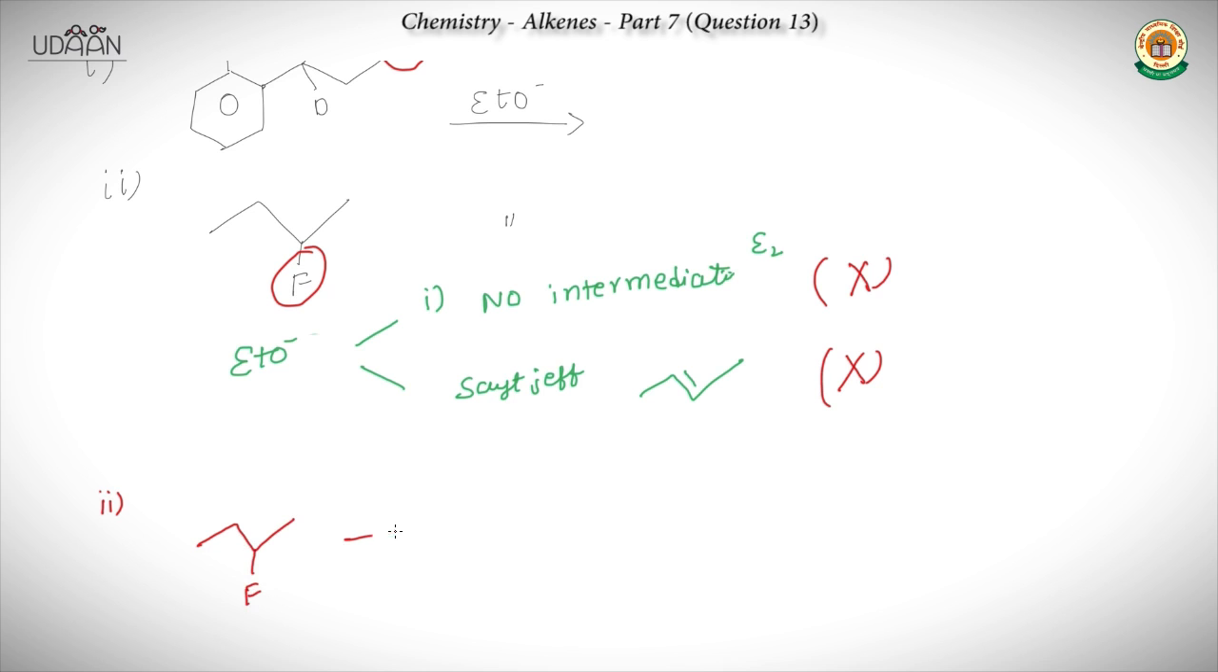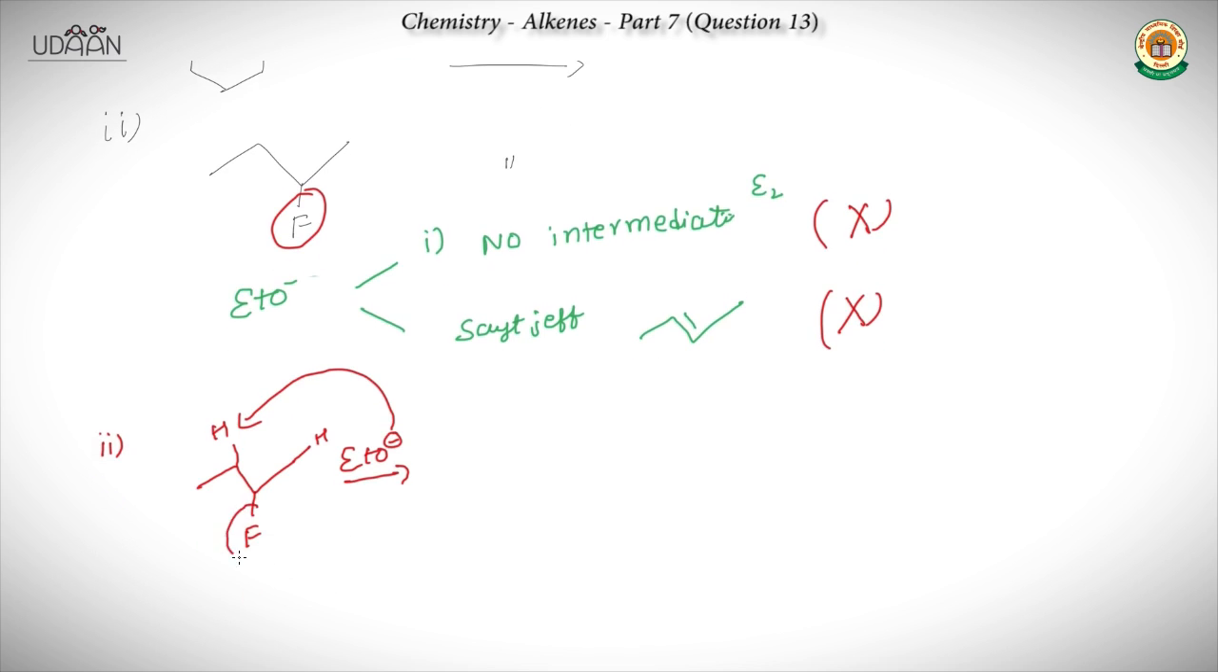You have fluorine here and EtO minus here. You have hydrogens on this carbon and on this carbon. Now generally what you do is you will take hydrogen from this carbon saying that it is E2 elimination. But here fluorine is a poor leaving group, because it's a very strong bond. So what happens is in the transition state that is formed, you have a partial carbanion character.